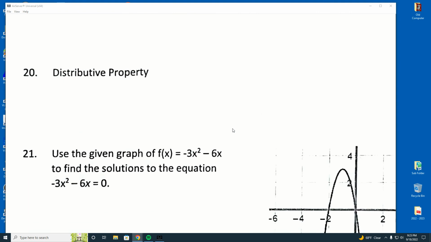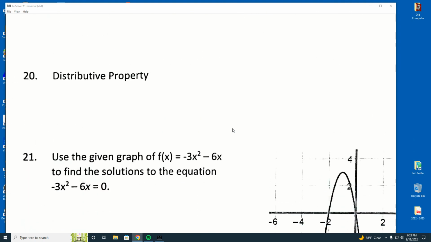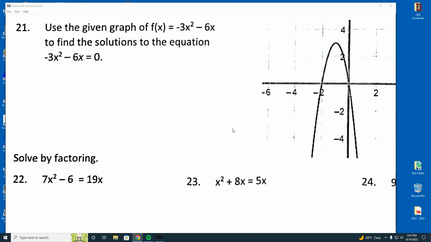Okay? All right, we're going to skip 18, 19, and 20. I already told you that. For this one, look where it crosses the x-axis, negative 2 and 0. So either write it as ordered pairs, negative 2, 0, and 0, 0, or write it as solutions, x equals, bracket, negative 2 and 0. 2 answers. Okay? I don't care which one you do, but those are my 2 answers.